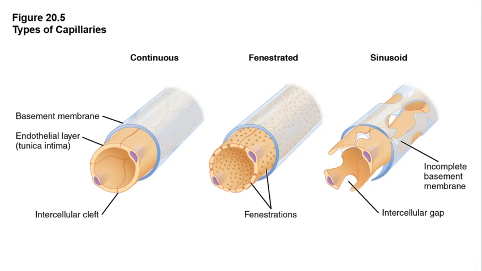The continuous capillaries on the left have very narrow clefts or gaps between their endothelial cells, except for the continuous capillaries of the brain, which have no clefts and abundant tight junctions. The fenestrated capillaries have small pores or fenestrations in their endothelium, while the sinusoid capillaries have large gaps between their endothelial cells.